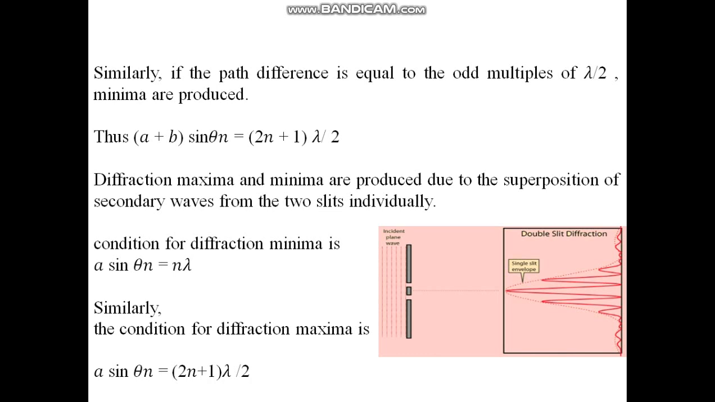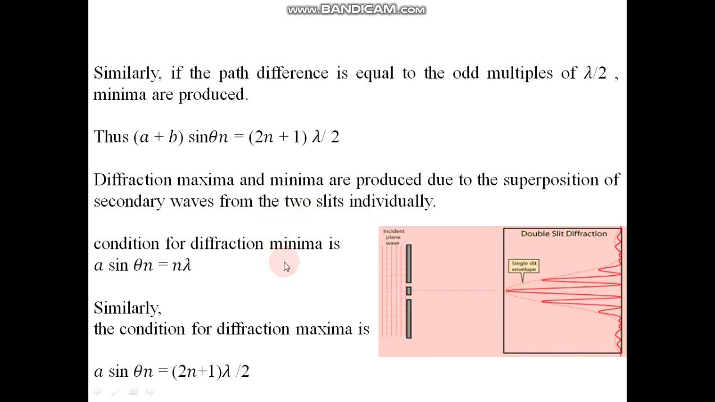Similarly, if the path difference is equal to odd multiples of lambda by 2, interference minima are produced, or destructive interference patterns are produced. Thus, the path difference EC, (a plus b) sin theta n is equal to (2n plus 1) into lambda by 2. That is the condition for interference minimum or destructive interference pattern. From this diagram, we can see that inside this central bright maxima of the diffraction pattern, interference maxima and minima can be seen.